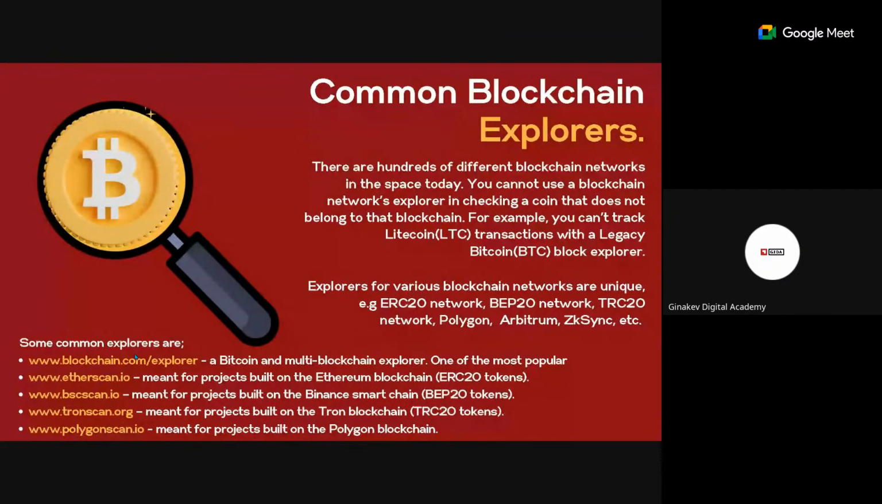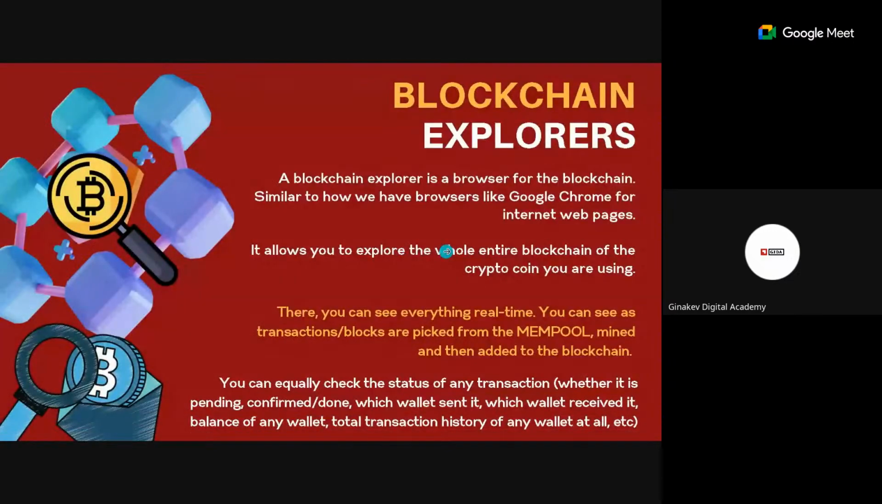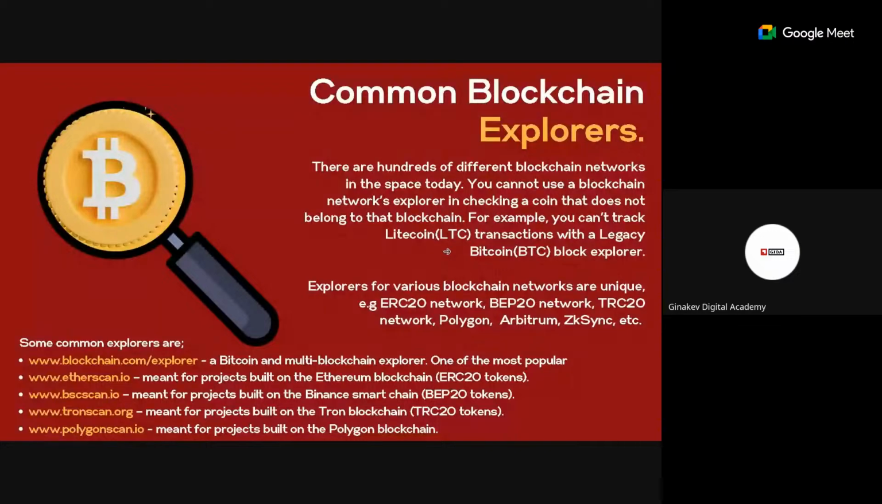Some of you would want to go and check. www.blockchain.com is for the Bitcoin blockchain. www.etherscan.io is for the Ethereum blockchain. www.bscscan.io is for BSC. Tronscan is for Tron. Polygonscan is for the Polygon blockchain. I hope all of this makes sense.